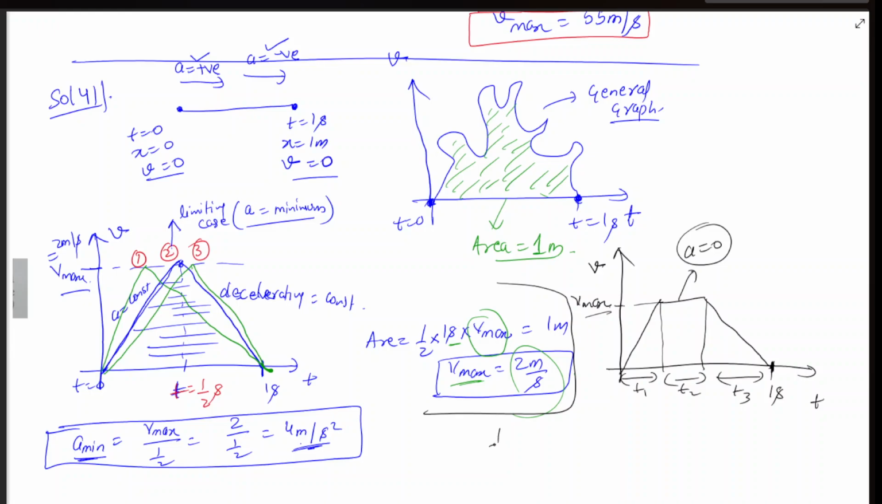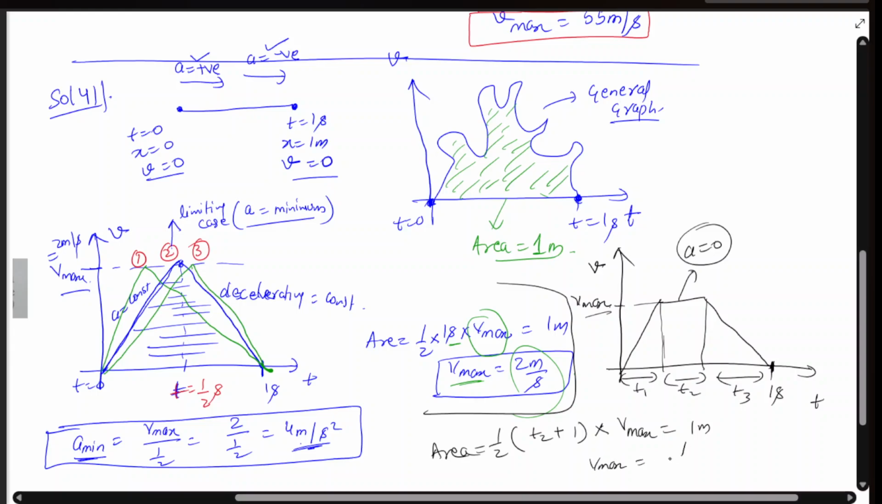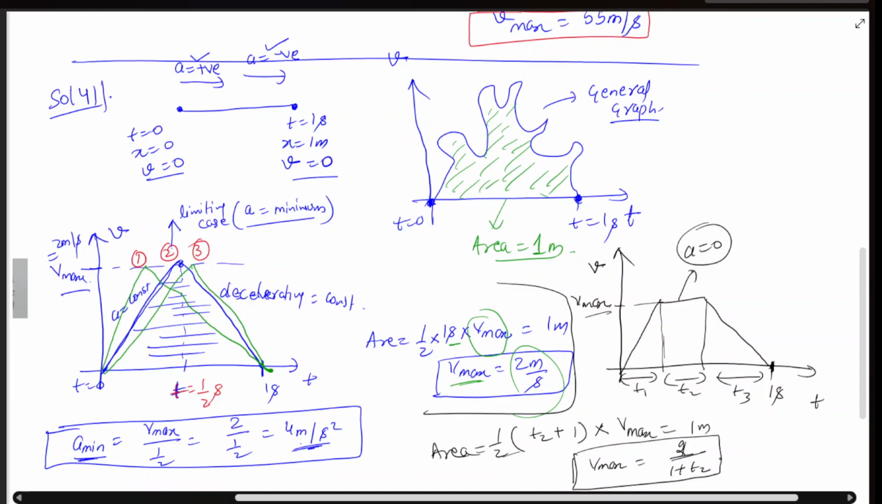The area will be half sum of parallel sides. What is this? T2 plus what will be this? 1, half sum of parallel sides into the distance between parallel sides, which is this Vmax. So this is our area. And what will be the answer? 1 meter, right? So Vmax will come out to be 2 divided by 1 plus T2. And of course, T2 has some value. That means in this case Vmax is less than 2.